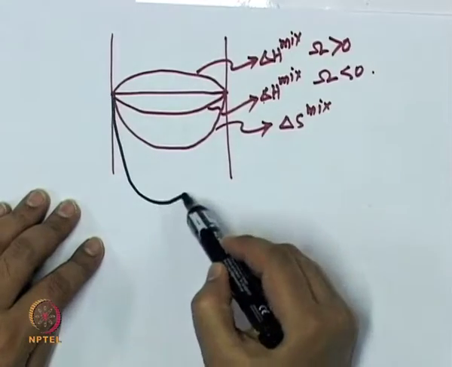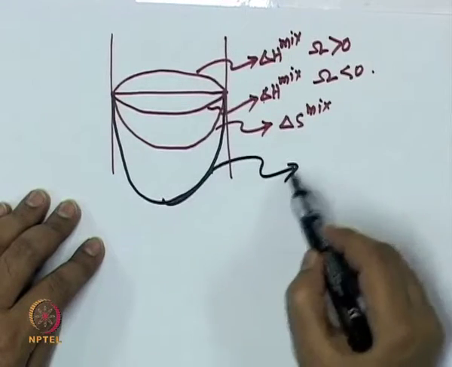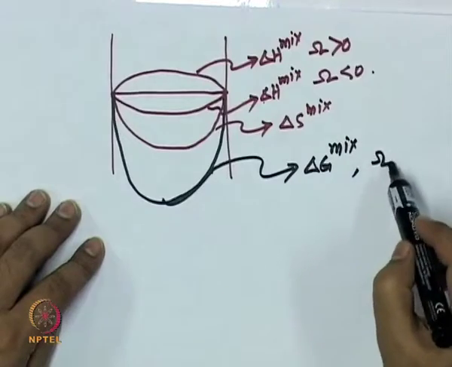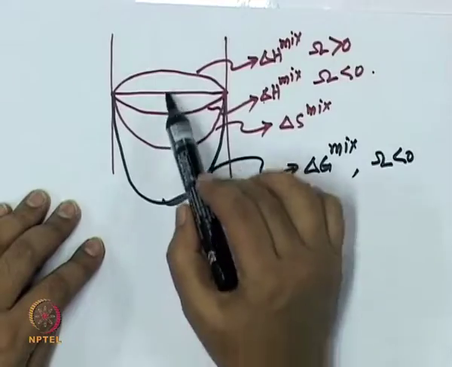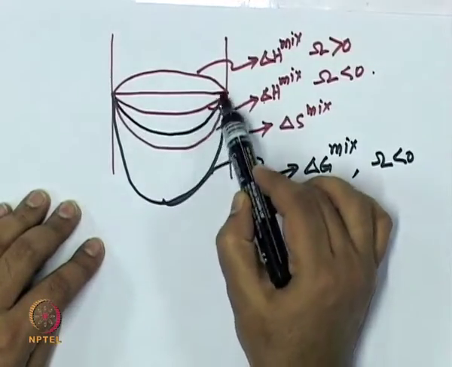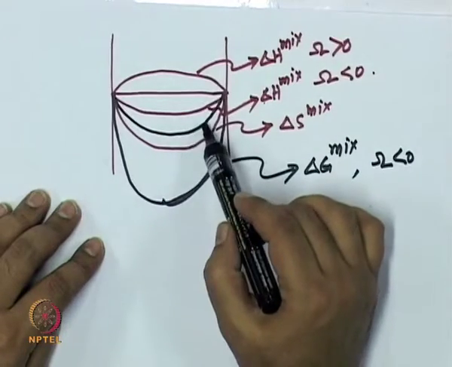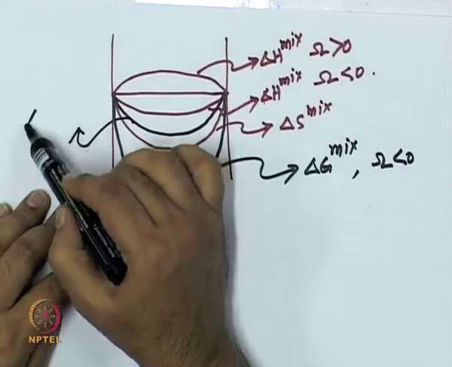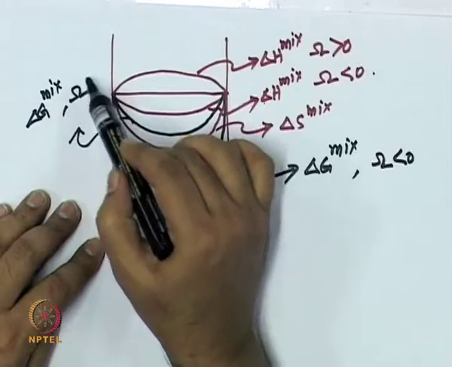So, you will get something that looks like that. Okay, it should be symmetric. So, this is delta G mix, in the case omega is less than 0, and in the other case of course, this much will be taken off. So, it will come something like this, because this quantity is positive, you are adding to this. So, it will go somewhere here. So, this is the case where you have delta G mix where omega is greater than 0.